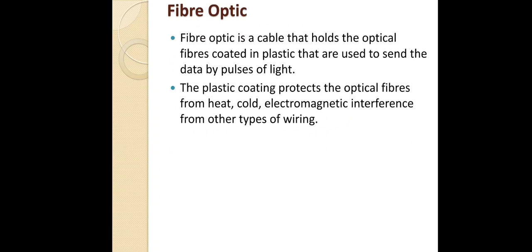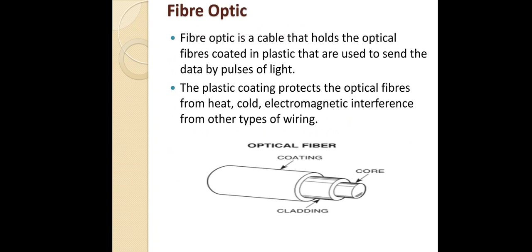Now, the third type of guided medium is fiber optic. Fiber optic is a cable that holds optical fibers coated in plastic that are used to send data by pulses of light, as shown here in the diagram. We have the inner core, then we have cladding, then we have coating. The plastic coating protects the optical fiber from heat, cold, and electromagnetic interference from other types of wiring. This is the diagram of the optic fiber.